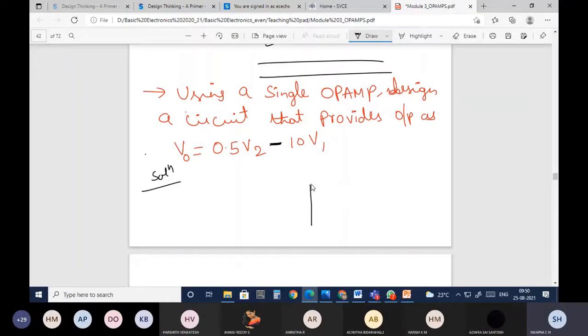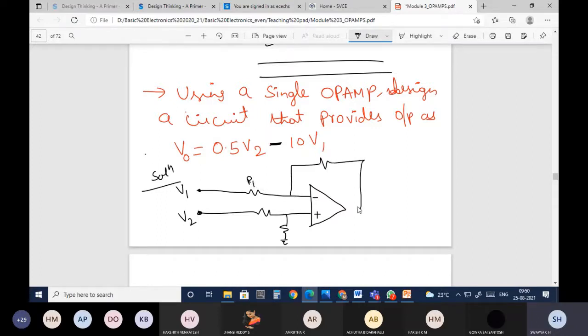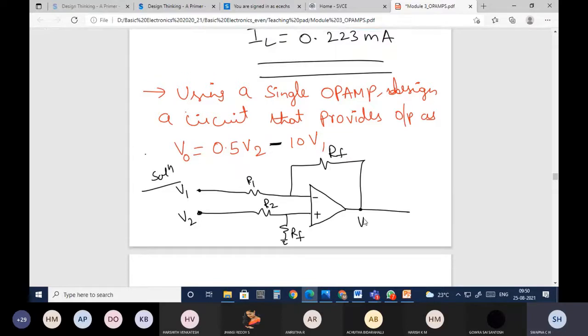Subtractor. Whatever subtractor circuit we have taken before, you can just redraw the same circuit. Here, if you observe, V2 is positive. It means V2 is given to the non-inverting terminal, and V1 is given to the inverting terminal. This is R1. This is the same circuit which I have explained for the subtractor. And this is R2 and this is again RF. And this is V0. Okay, so this is the subtractor circuit.